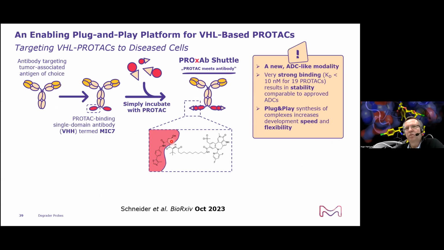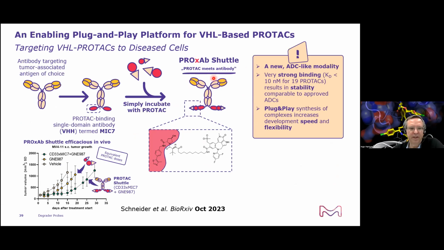So that's what I wanted to share for this. I think it's a powerful new technology. We call it, as mentioned, the PROXEP shuttle, where you are able to generate non-covalent complexes between an antibody and a VHL-based PROTAC and deliver them to cells recognized by the antibody. I've shown in vitro data just as a teaser to make sure that you really go to this paper. You will also find in vivo data. So this also works in exposure studies and xenograft studies. So there's, I think, a lot of potential.